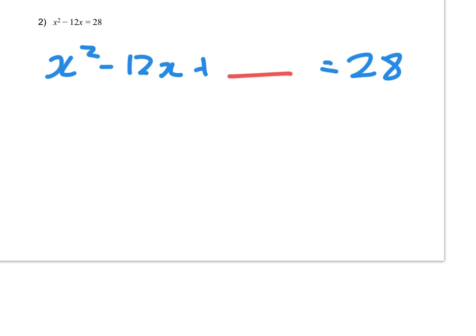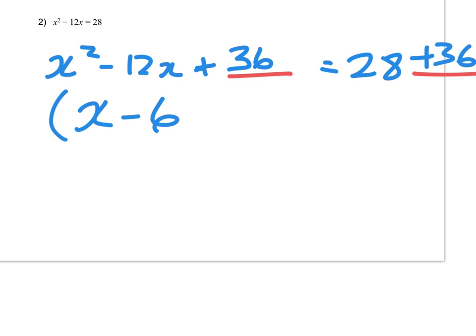So what's half of minus 12? Half of minus 12 is minus 6. So your a is minus 6. So the number that goes on the end is a squared. So it's 36. So you're adding 36 on there, which means over here you have to add 36 as well, because it's an equation. What you do to one side, you must do to the other. So now that means that this is x minus 6 squared, and it's equal to 64.